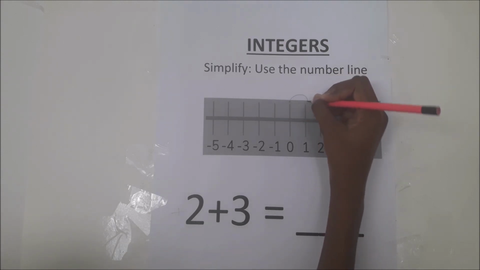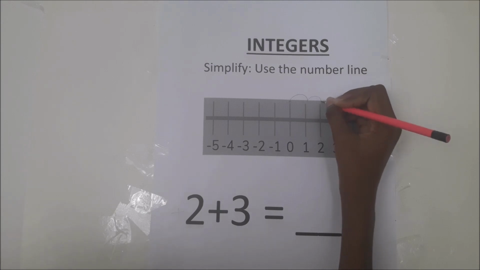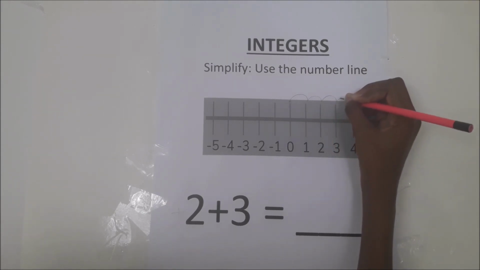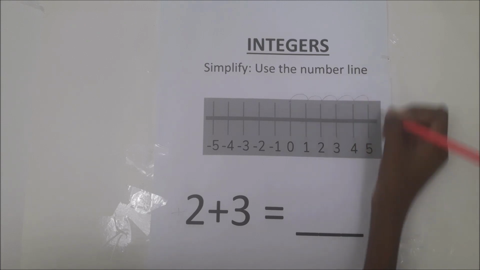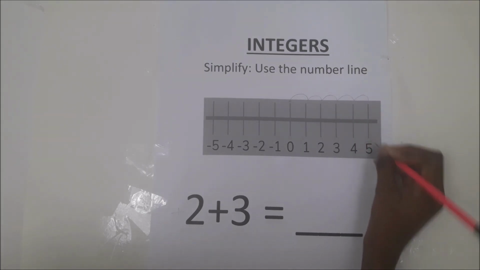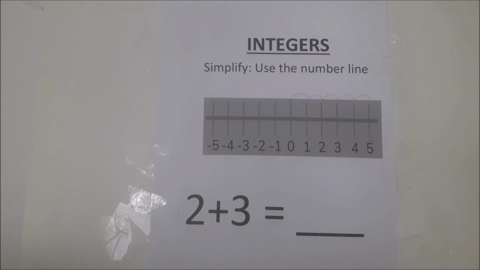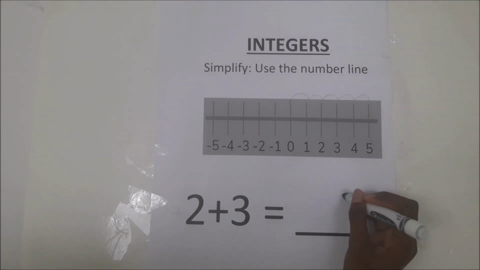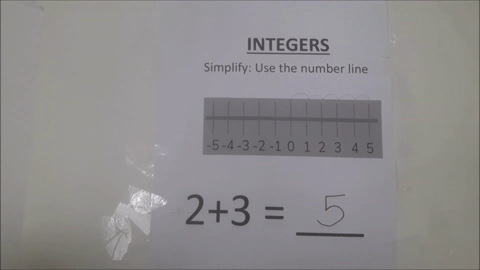Right. 1, 2. Then go 3 more steps to the right. Why? Because 3 is a positive number. 1, 2, 3. Then 2 plus 3 is 5. Write the answer. Is that a positive 5 or negative 5? Positive 5. And you don't have to put the positive sign. It's considered positive 5, so you just write 5. That's correct.